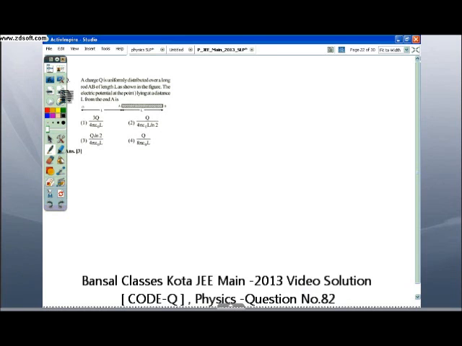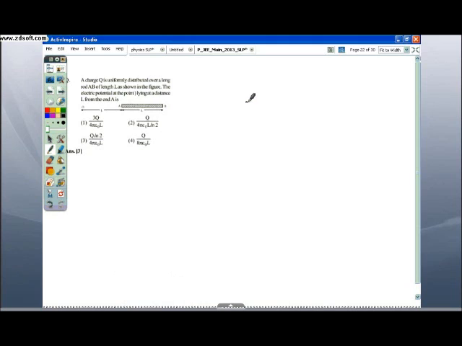Okay. Question number 82 of code Q: a charge Q is uniformly distributed over a long rod AB of length L as shown in the figure. Electric potential at the point O lying at a distance L from the near end A is? Now this question can be easily solved by dividing the entire rod into small elements and finding the potential due to each element at point O.